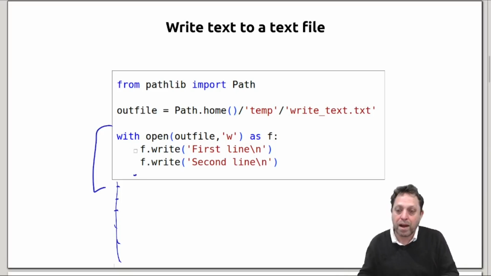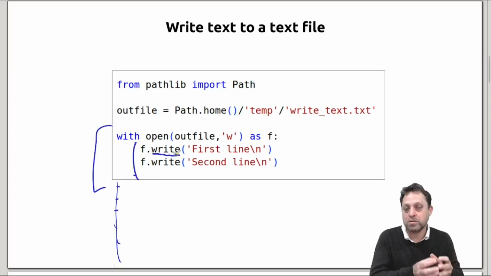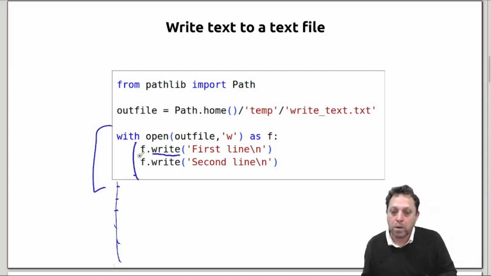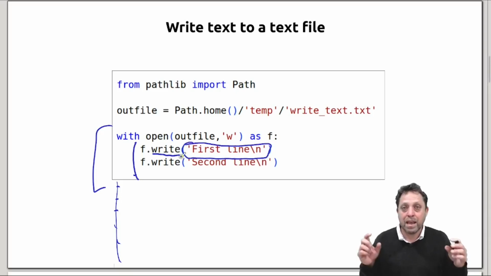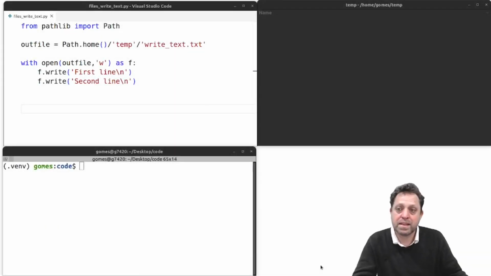Now, while the file is open, that is in here, we have this function or this method write attached to the f object. And when we call write and we pass in just any arbitrary string, it will write that string to the file. So that's how we write arbitrary text to text files. Let's see this in action.